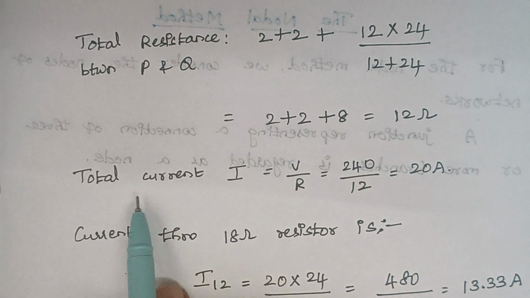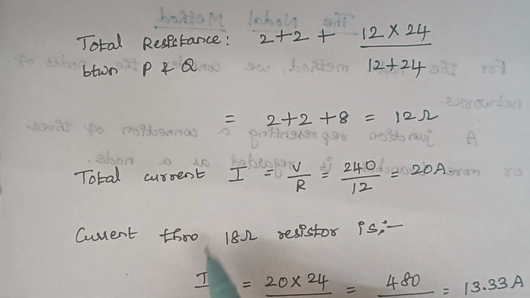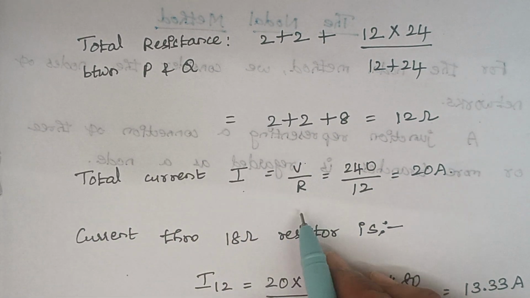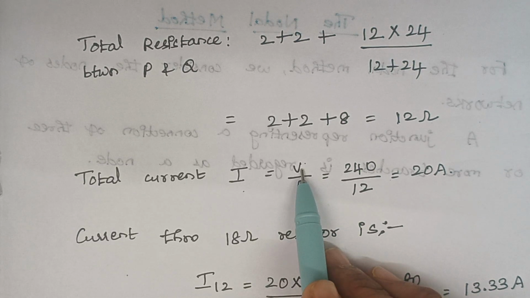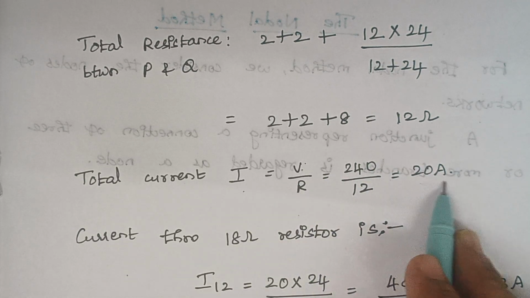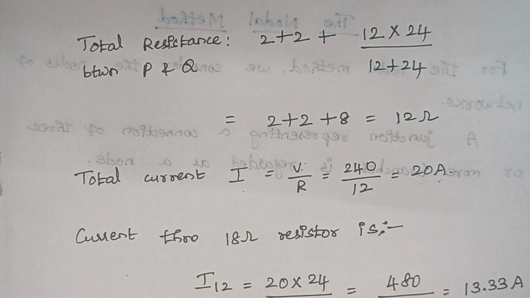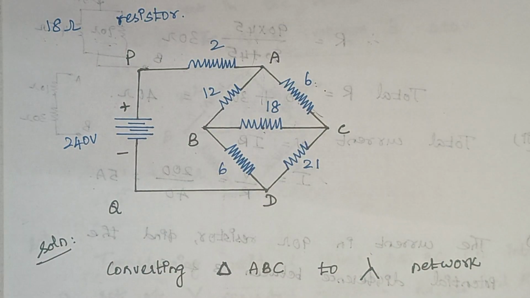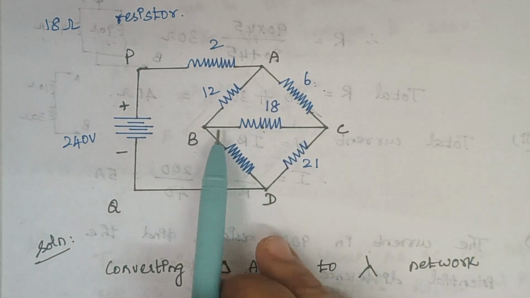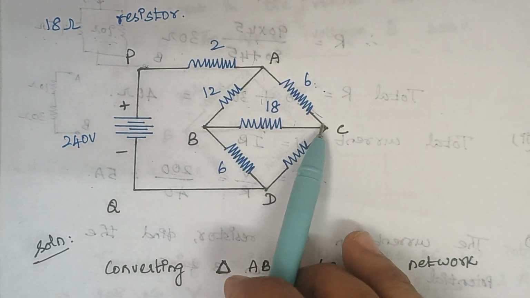Now the next step is to calculate the current. Current is given by V by R. V is given as 240, R is 12. So the total current is 20 amps here. Now the next thing is we need to calculate the current that flows through this 18 ohm resistor.